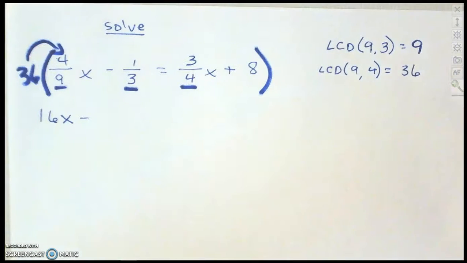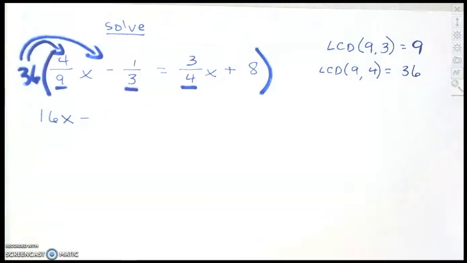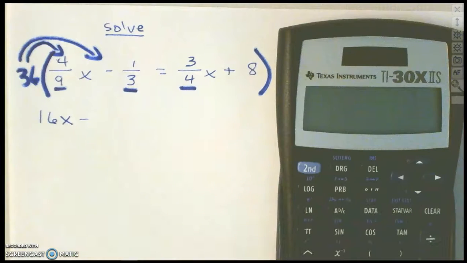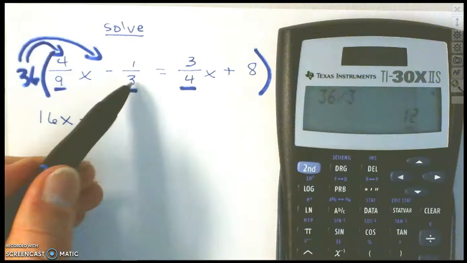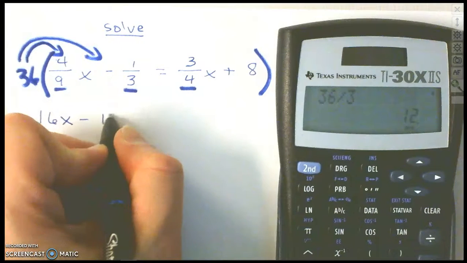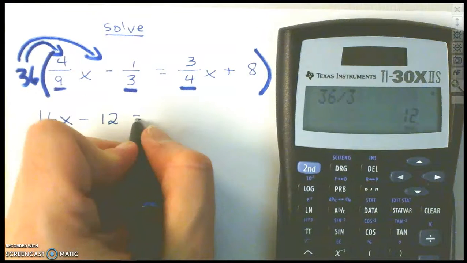And 36 divided by 3. Well, 36 divided by 3, if you need to, you can always use a calculator. Don't ever feel like you can't. So 36 divided by 3, that's going to give you what? It's going to give you 12, right? Okay, so 36 divided by 3 is 12. 12 times 1 makes it a 12. And don't forget to bring your negative down. Now we repeat with the next one.